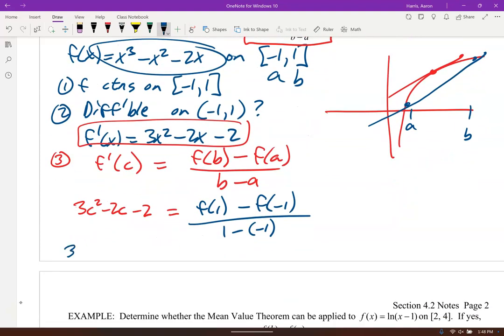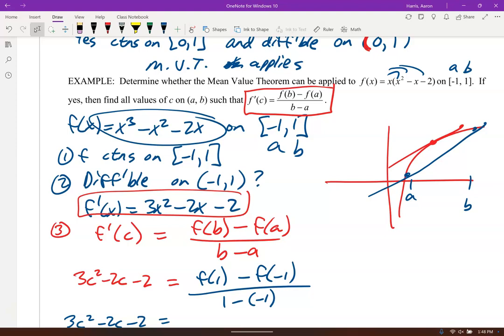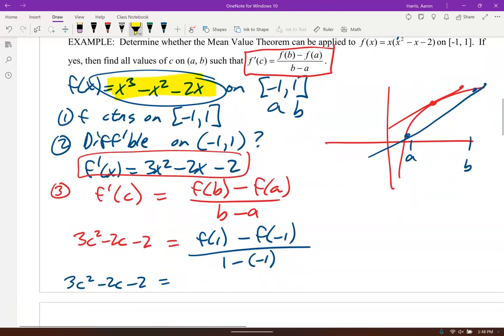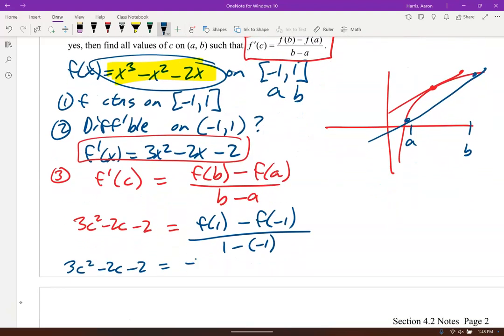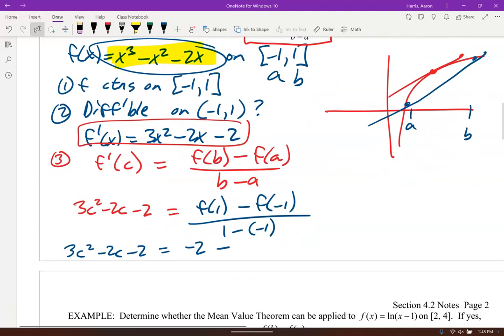So I got 3c squared minus 2c minus 2 equals f of 1. Plug that into my original. Plug 1 in. I get 1 cubed minus 1 squared minus 2, so I got -2. f of -1 is 0, over 1 plus 1, 2. So I got 3c squared minus 2c minus 2 equals -2 over 2, which is -1.